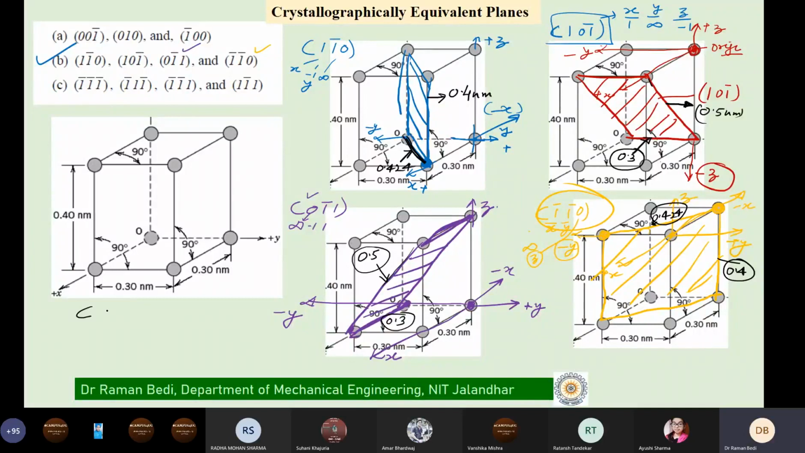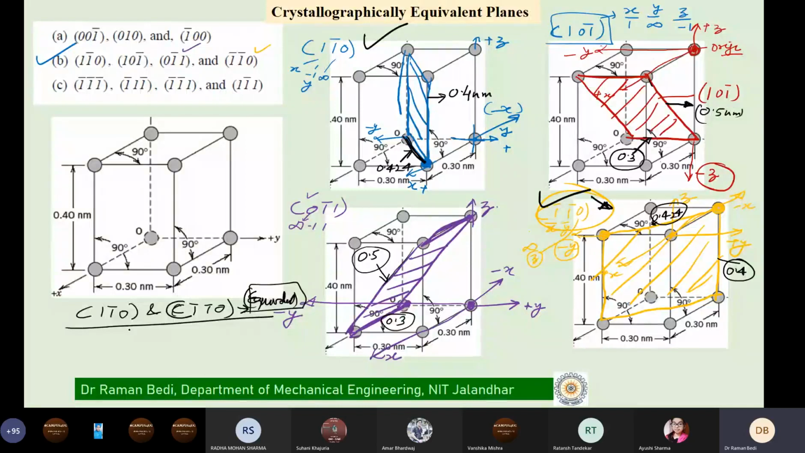The planes which are indexed as 1 bar 0, and 1 bar 0. So 1 bar 0, which is this plane, and 1 bar 0, which is the last one which I drew here, they are equivalent. Yes, they are equivalent to each other. If they are equivalent, what about the other two?